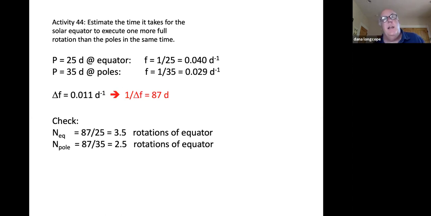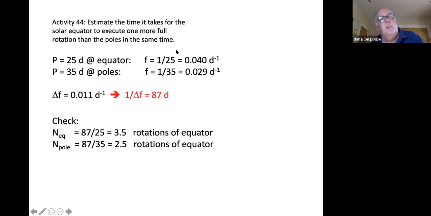Or put it another way, if I co-rotate with a pole of the sun, how long before I see the equator do one rotation? And the period for equatorial rotation is, I just put in a rough number, 25 days. For the poles, another rough number, 35 days.